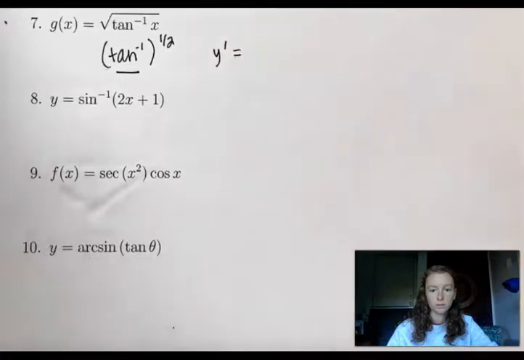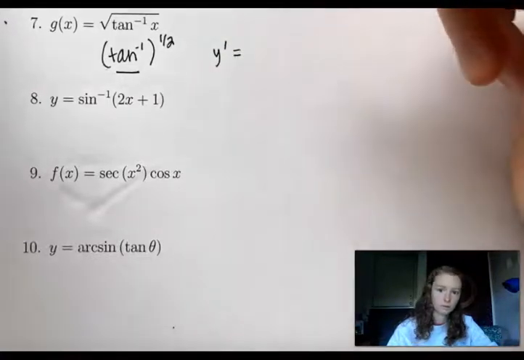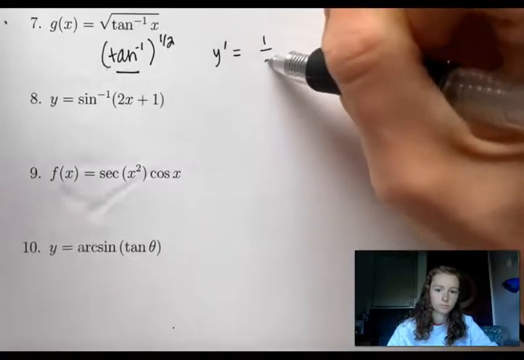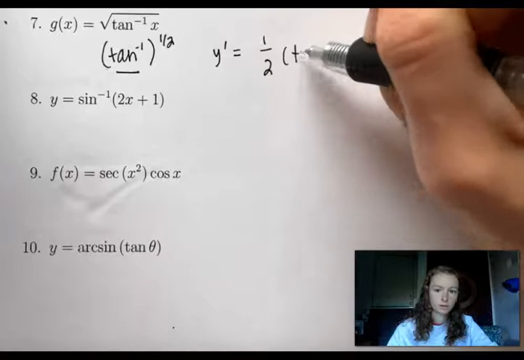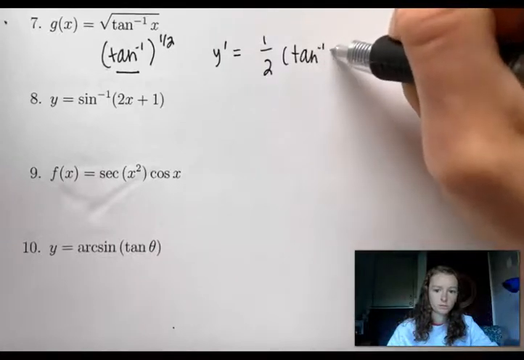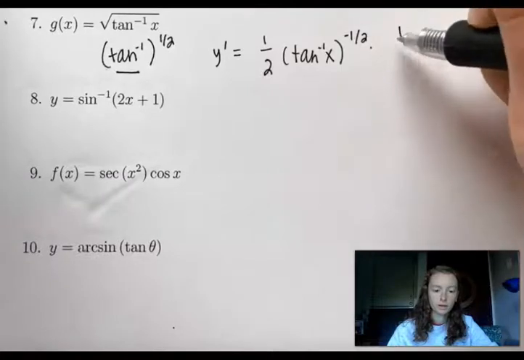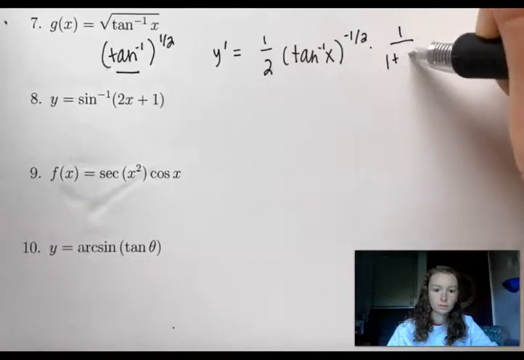And then we'll do the power rule, so bring 1/2 down to the front. And then do the inner function, which is inverse tan. And then do the exponent. And then we will write the derivative of inverse tan.